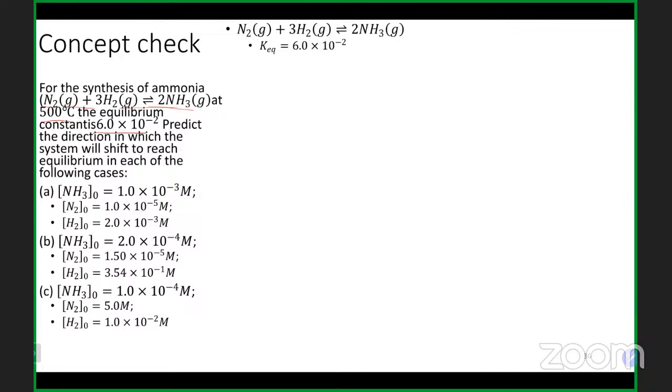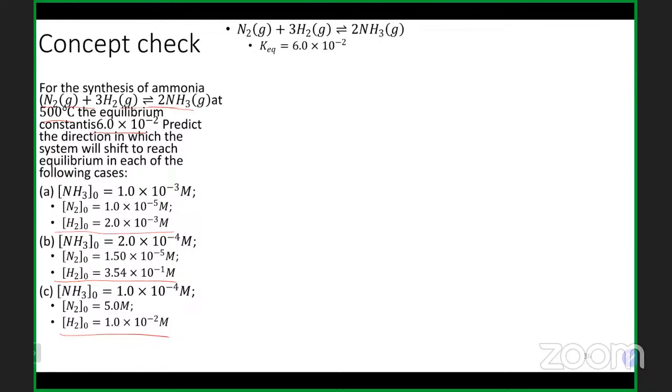So the question is, now you are trying to produce ammonia. You already know what K is at that temperature. You want to know whether you have reached equilibrium, whether you have produced enough ammonia, or whether you want to take ammonia out of the system so that you can produce more. You sample your system, and these are the conditions. Predict the direction in which the system will shift. And these are the conditions that you find.